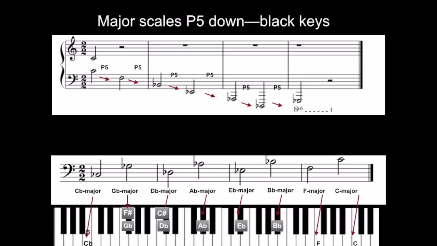All of the scales in the circle of fifths down contain only flats. Major scales contain either sharps or flats exclusively. Don't mix them in a major.